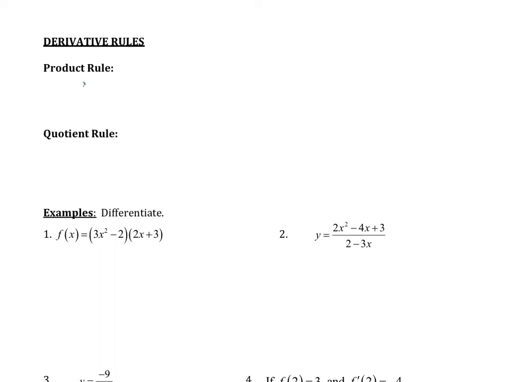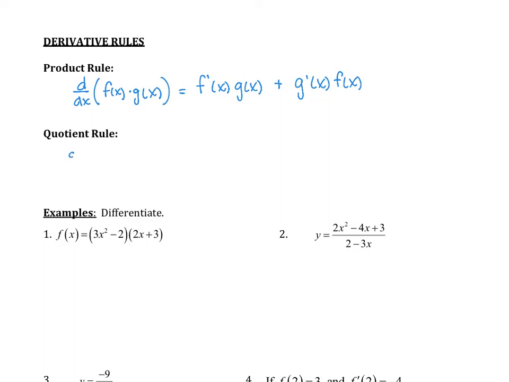So the product rule says that if we're going to take the derivative with respect to x of two functions that are multiplied together, f of x times g of x, that this derivative is going to be the derivative of the first function multiplied by the second function plus, and you could see this written either way, but I'm going to write it, the derivative of the second function multiplied by the first function. Okay, there's the product rule.